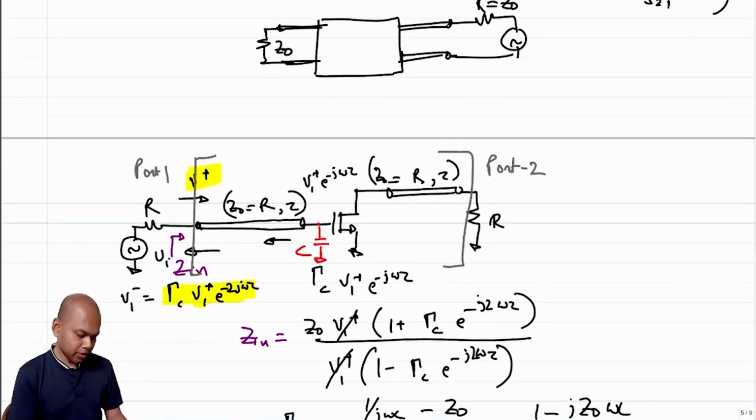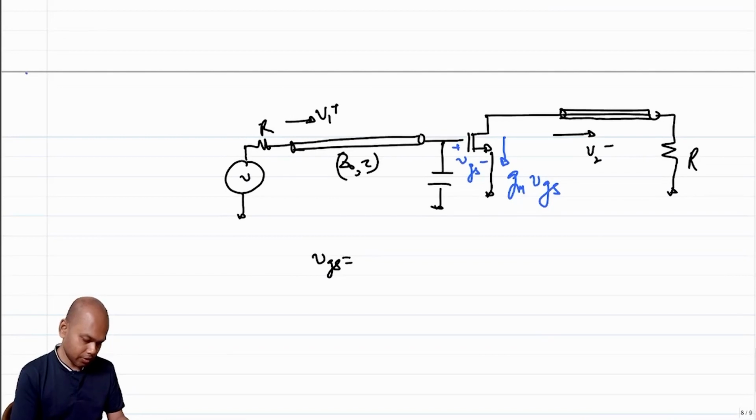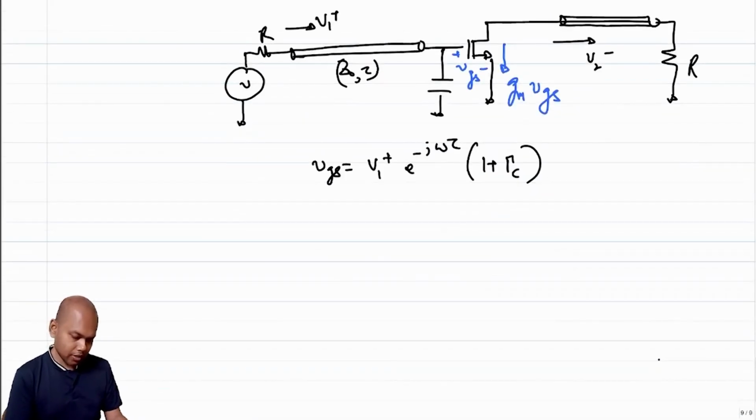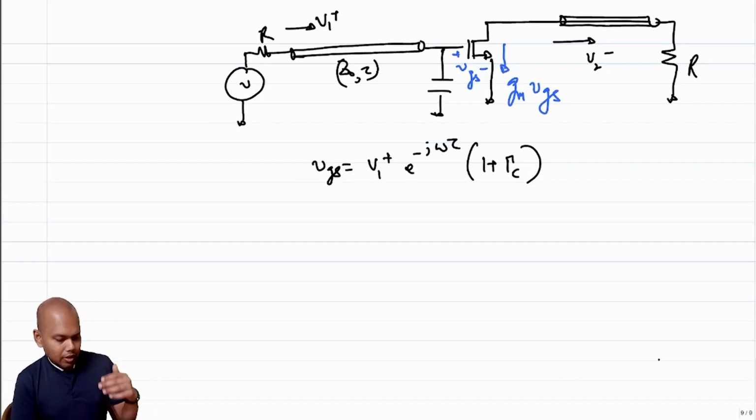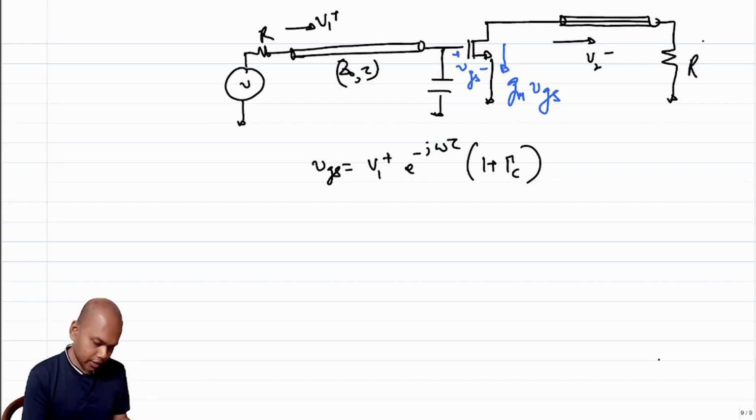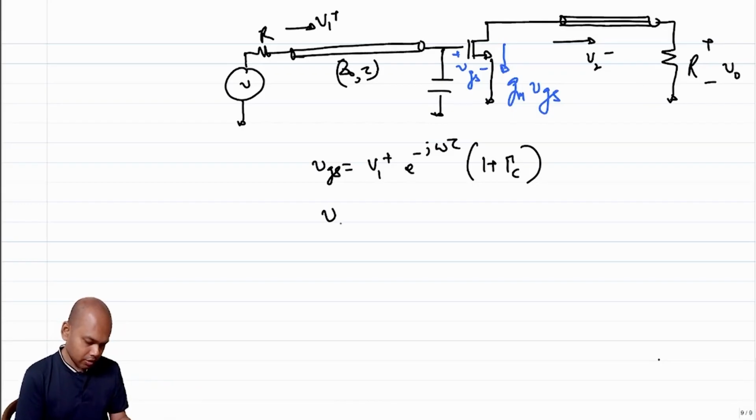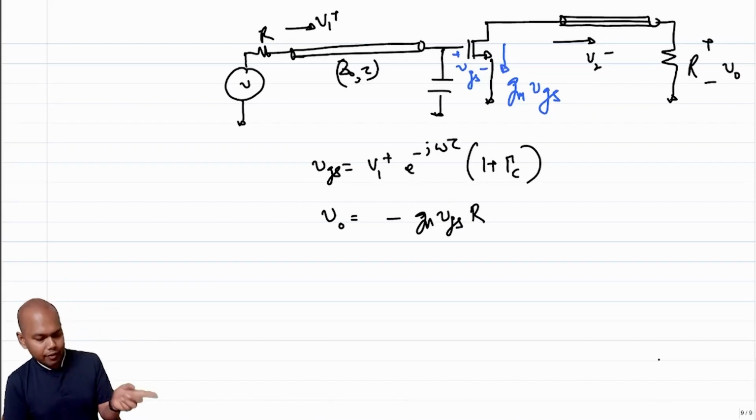The total voltage across the capacitor is V1 plus e to the power minus j omega tau, and there is a reflection, that is gamma c times V1 plus e to the power minus j omega tau, right? So essentially this is equal to V1 plus e to the power minus j omega tau times (1 plus gamma c). So your output current is GM times VGS, which essentially means that the voltage at the output, V0, is minus GM times VGS times R, and V2 minus is negative of that, right?